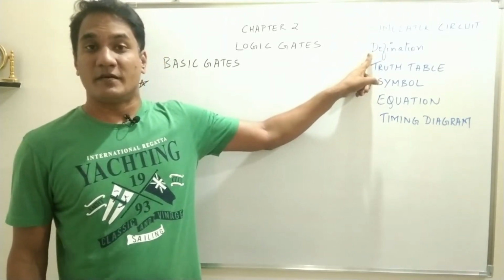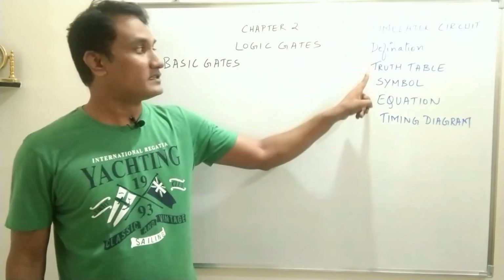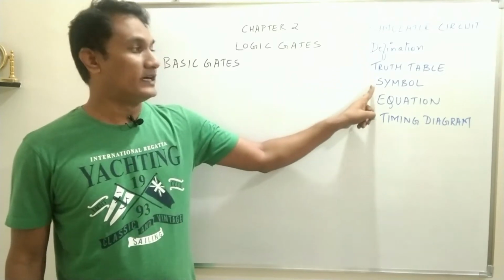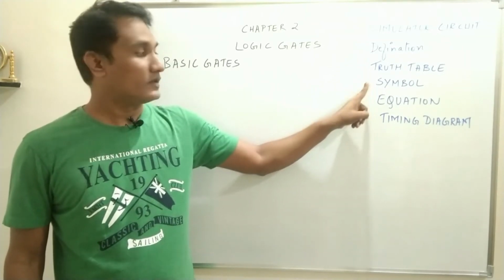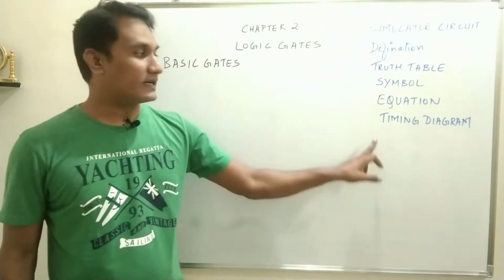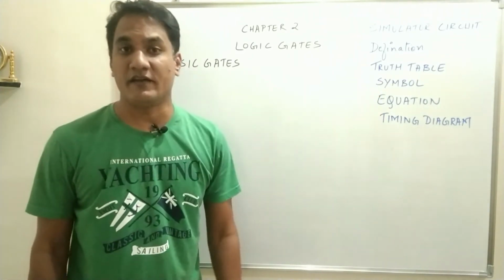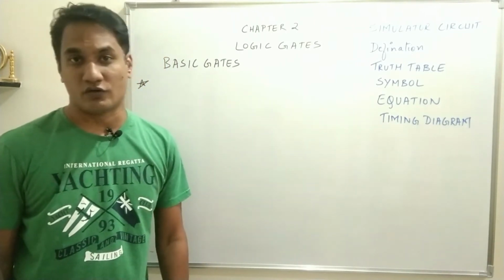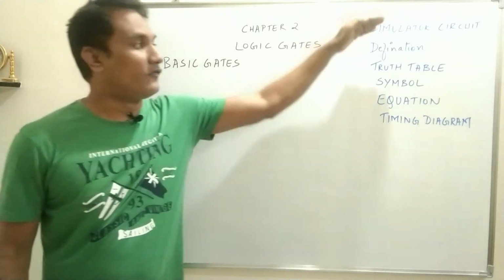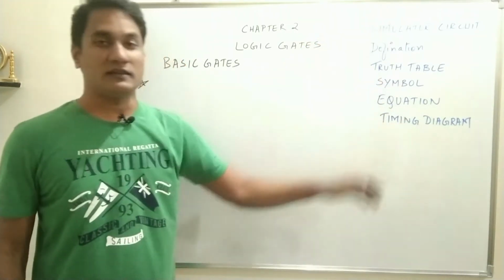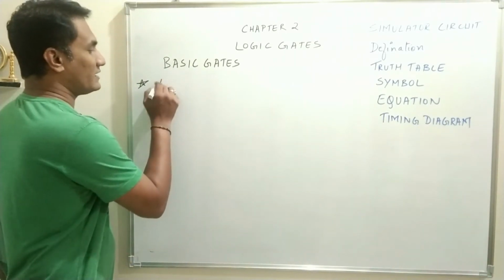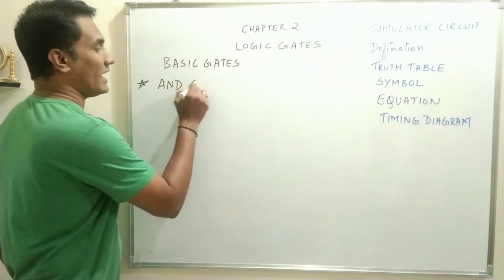So that is what will be a simulator circuit. Then on the basis of the simulator circuit, we will write these two things: truth table and definition of that gate, then the symbol, then the equation, and then the timing diagram. Timing diagram is nothing but a graphical representation of the truth table. So one by one I'll take a gate and we will try to understand all these things about that particular gate. The first gate which we are trying to understand is called the AND gate.